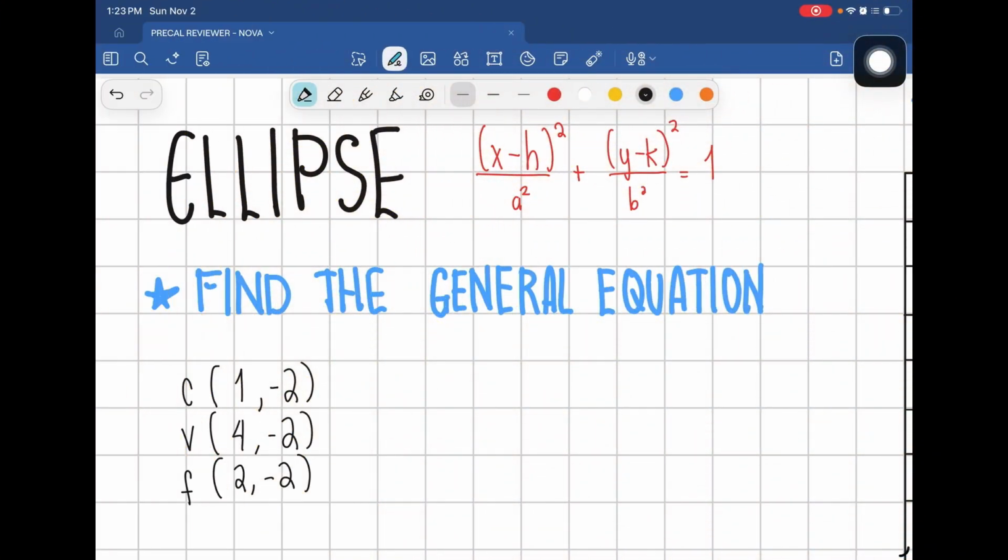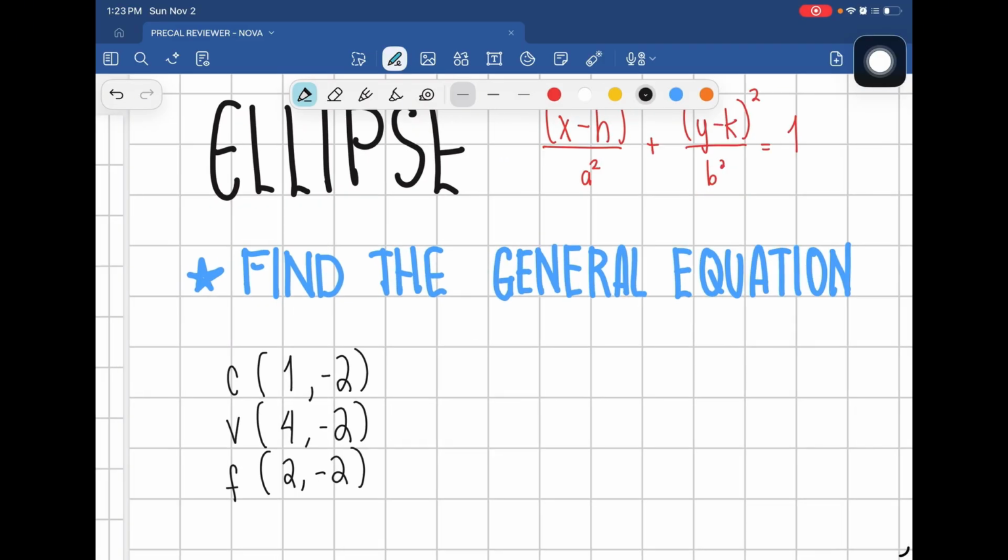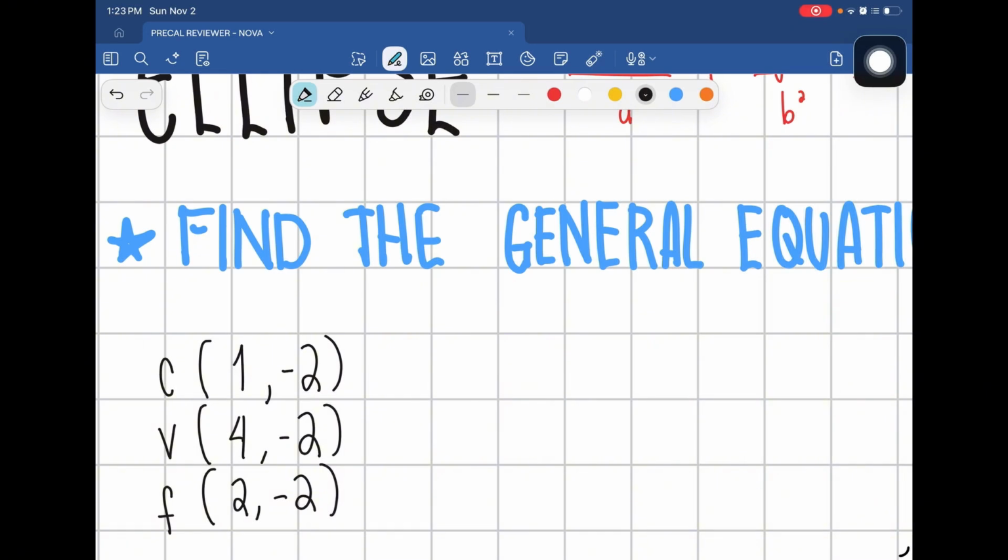Okay, let's find the general equation given the properties of an ellipse. Here we have been given the center with the coordinates 1, comma, -2, and the vertex, which is 4, comma, -2, and the focus or foci, which is 2, comma, -2.